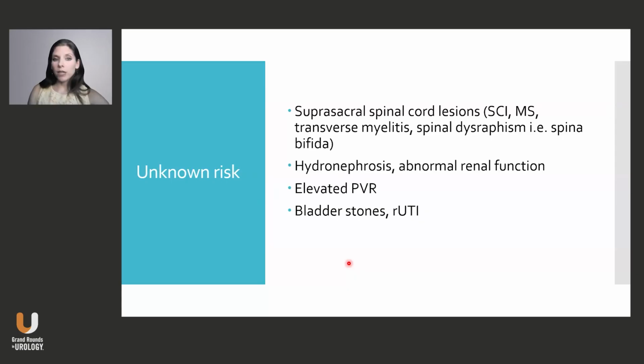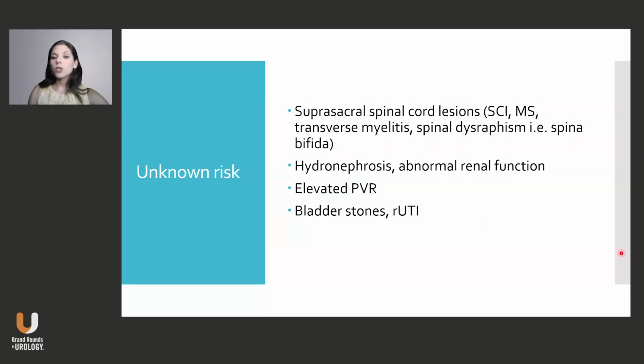So your unknown risk patients are going to be your suprasacral spinal cord lesions, again, your spinal cord injury, MS, transverse myelitis, spinal dysraphism like spina bifida, those who have hydronephrosis or abnormal renal function, those who have elevated PVRs, and those who have a history of bladder stones or recurrent UTIs.